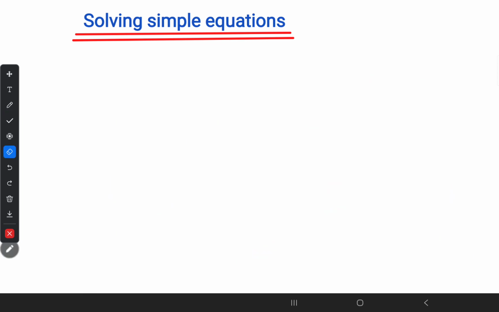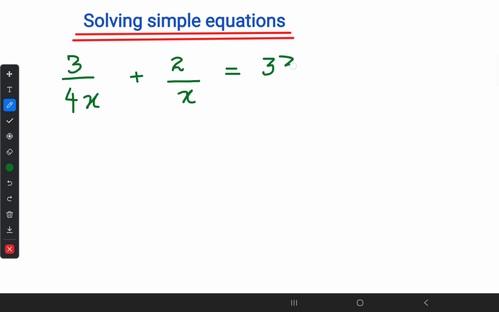That's the solution. So in this question we have 3 upon 4x plus 2 upon x equals 33. You have to solve this to get the solution for x. Okay, to do that, like our previous question, we cannot add the numerators itself because look at the denominators. The denominators are not the same. Here 4x, here x. With different denominators, we cannot do any operation on fractions.